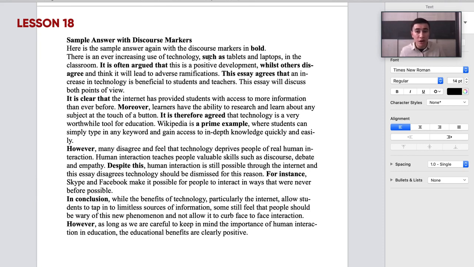It is often argued that this is a positive development, whilst others disagree and think it will lead to adverse ramifications. So it is often argued that, this phrase is used to connect the first and second sentence, and here whilst others disagree means now you are going to state the opposing view.